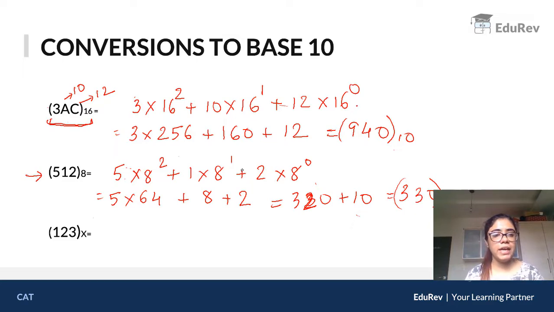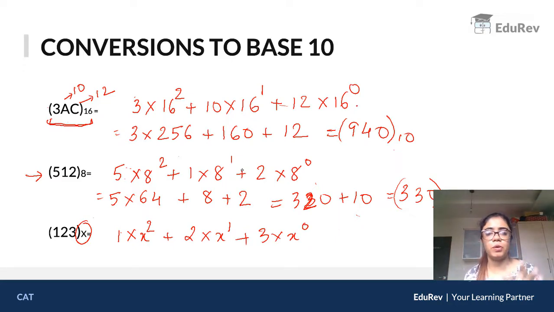Similarly, if you have any base x, this is just a generalized way. If you have any base x, the number is 123. So you can write it as 1 into x square plus 2 into x raised to 1 plus 3 into x raised to 0. You can replace x with any number. The process is going to be the same. So your final value will come out to be x square plus 2x plus 3. So this is how you convert any number to the base 10.